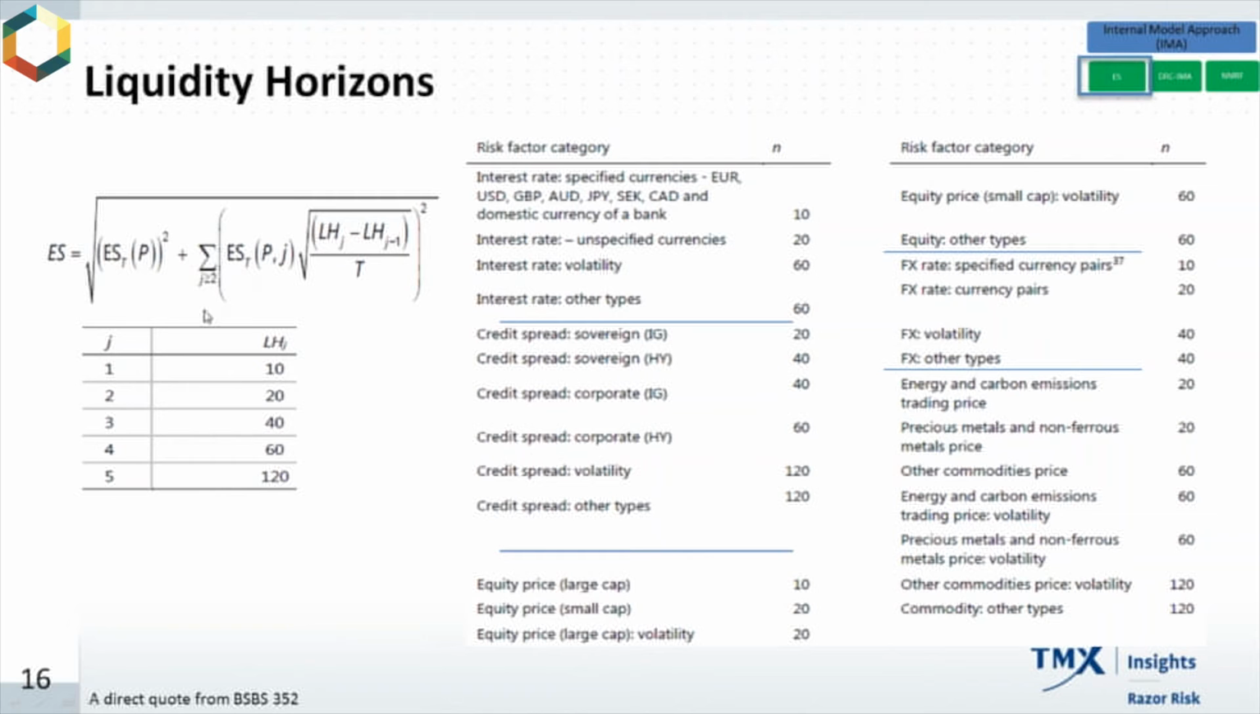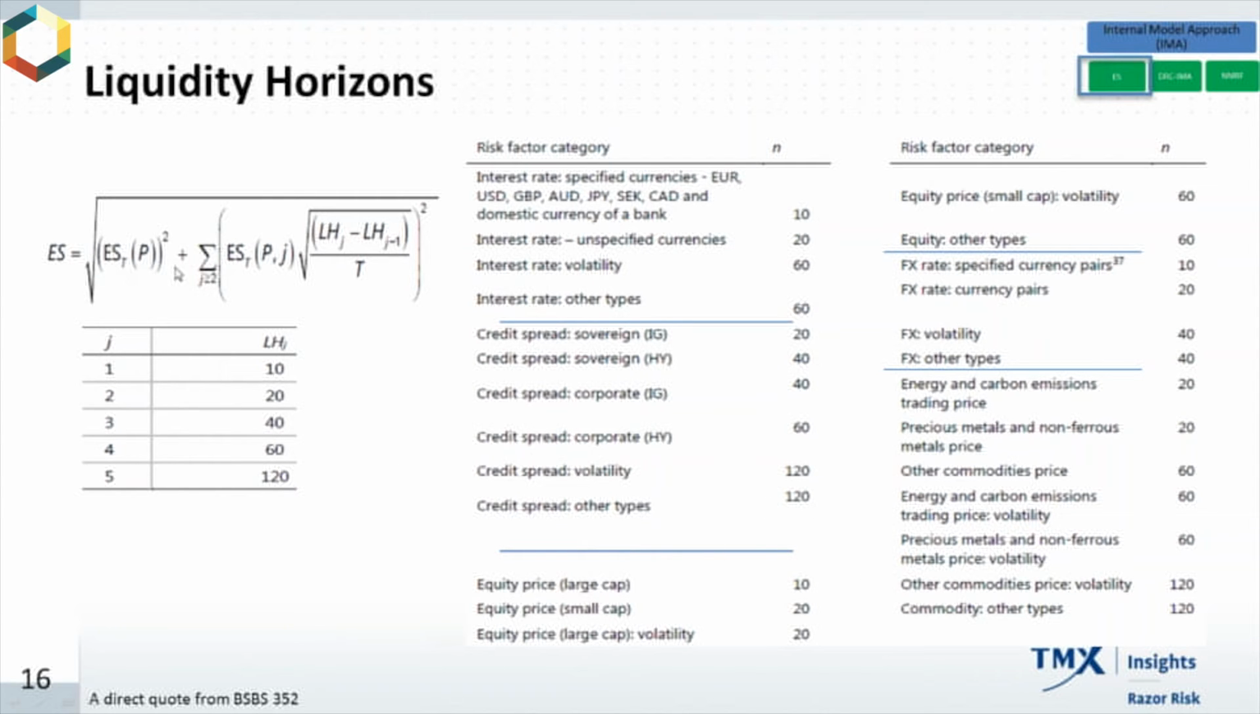Incorporating the liquidity horizon is done by this formula. ES calculation is done at a base liquidity horizon of 10 days, which is T over here, and then scaled up using the square root of time law. For the formula, T is always set to 10 days for now. So only 10-day expected shortfall is needed for the building block, even for the risk factor at 120 days.